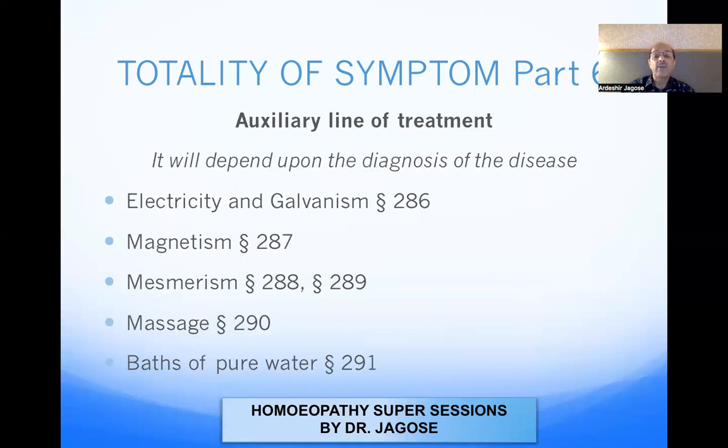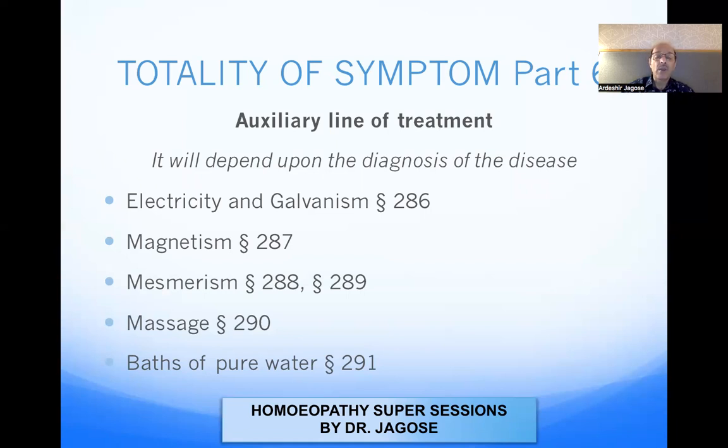Now, auxiliary line of treatment. Well, auxiliary meaning extra remedial. That means what? Besides giving the homeopathic remedy, what else can you do in order to give relief to the patient? That is known as the auxiliary line of treatment. So basically, it will depend upon the diagnosis. Based upon the diagnosis, there are different auxiliary measures.